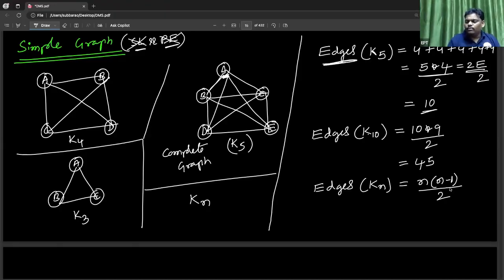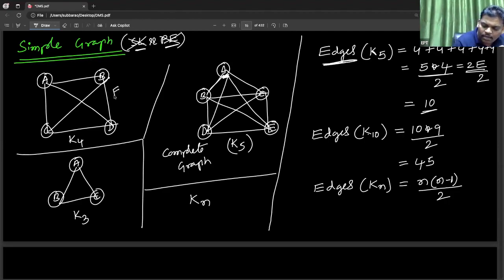Are you comfortable? Remember, we are discussing only simple graphs. One of the simple graphs is the complete graph. Some people are asking, sir, how many edges are there in K4?